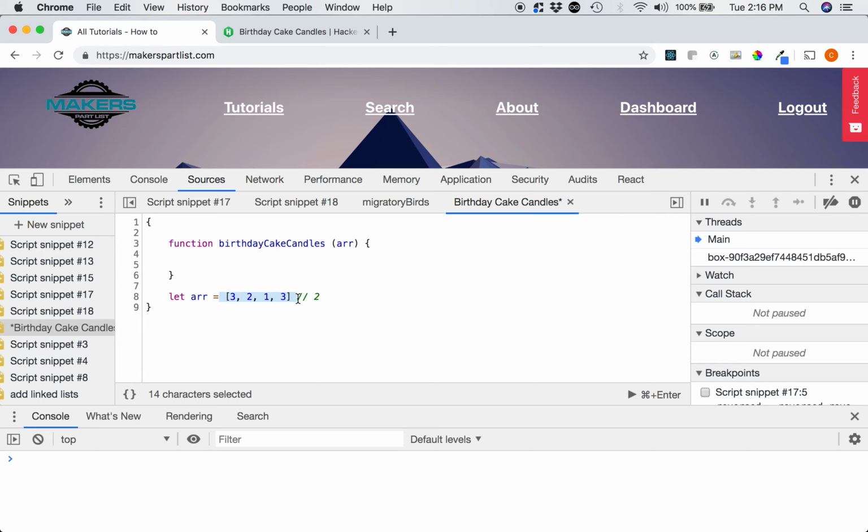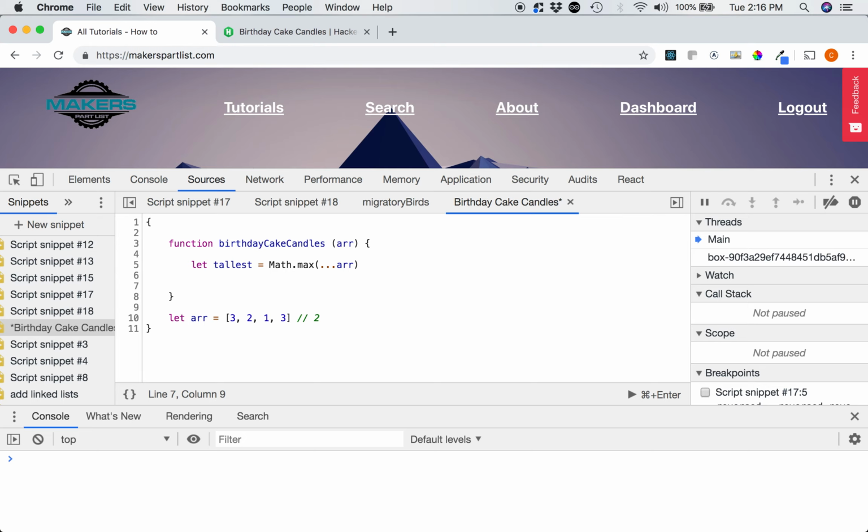So here's my array that I'm going to be receiving. I need to know what the tallest one is, and then I have to return how many instances of the tallest one were found. So let tallest equal Math.max of the array. Then, so that's the tallest, and now we need to get how many of the tallest are in there.